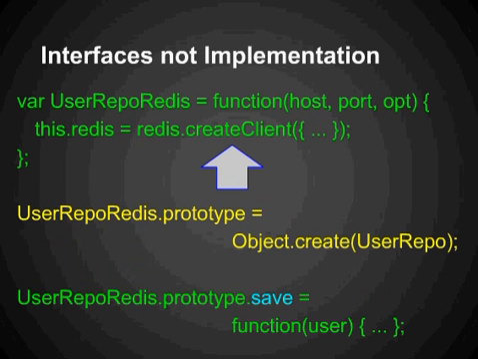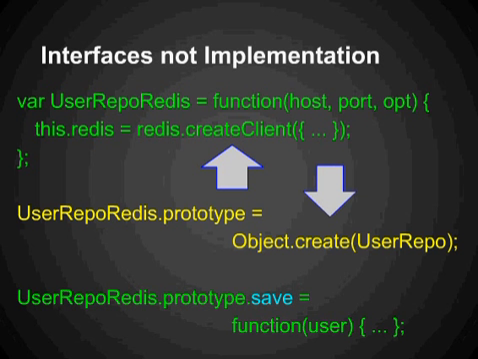I start with a function constructor. I'm going to define an object called user repo Redis. It has a constructor. The constructor takes implementation-specific parameters necessary to create this implementation. And in this case, for Redis, I need a host, a port, and a set of options. Then in the constructor, I create whatever I need specifically for this implementation to actually implement the interface. So in this case, I need to create the Redis client.